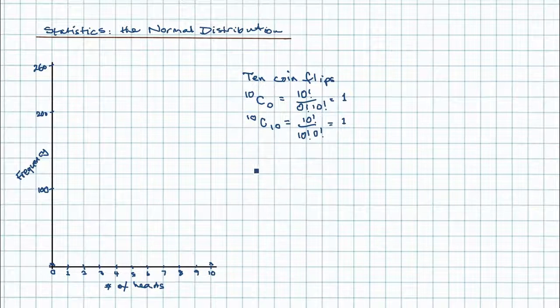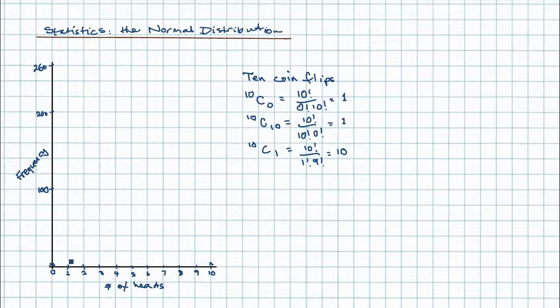And now we're thinking about the frequency of getting one head. So how many ways are there, in other words, of just getting one head? So we have 10 choose 1. Well, that's 10 factorial over 1 factorial times 9 factorial, n minus r. And 10 factorial is 10 times 9 factorial, so then the 9 factorials will cancel, leaving us with 10 divided by 1 equals 10. So there are 10 ways of getting one head.